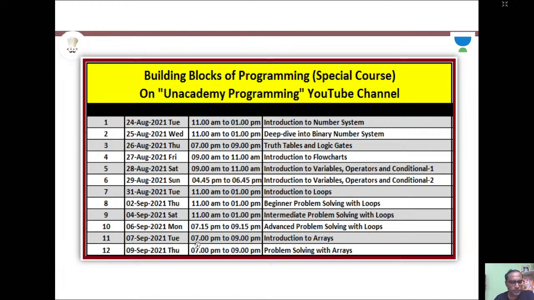7th September, there is a 7 pm introduction to arrays, and on 9th September, problem solving with arrays. So these are the time schedule in front of you. Remain present in the class accordingly.